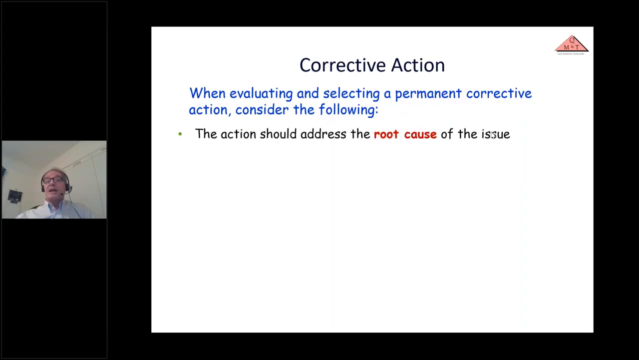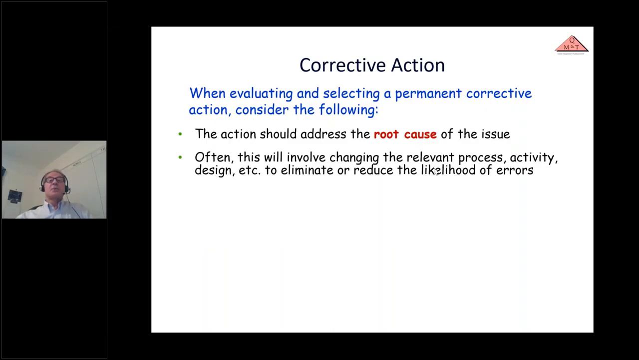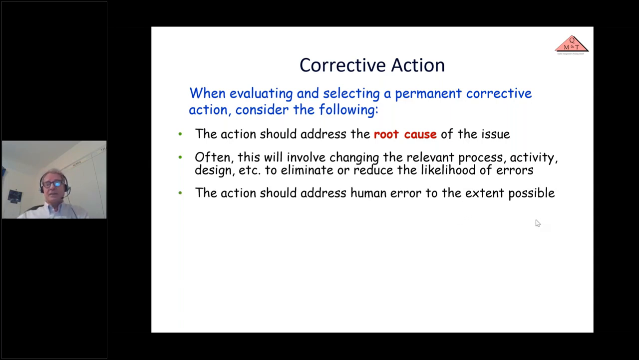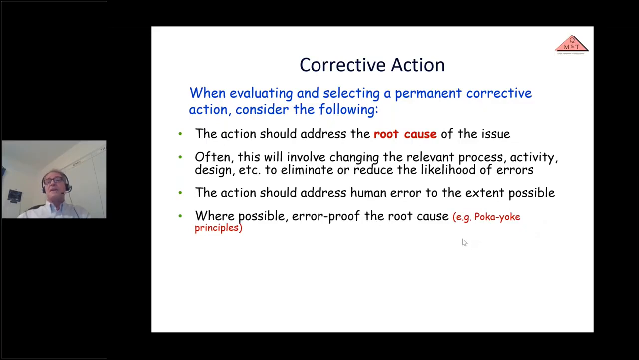The action should address the root cause of the issue. Often this will involve changing the relevant process, activity, design, etc., to eliminate or reduce the likelihood of errors, rather than simply reinstating some existing practice or system which clearly didn't work effectively. The action should address human error to the extent possible, where that's relevant. The use of error proofing is strongly emphasised within RCA, Poka-yoke principles, for example.